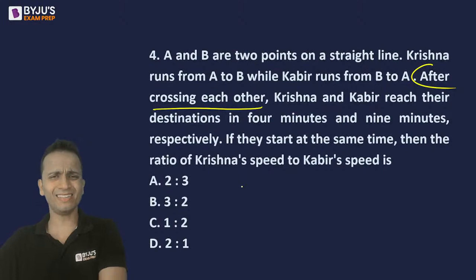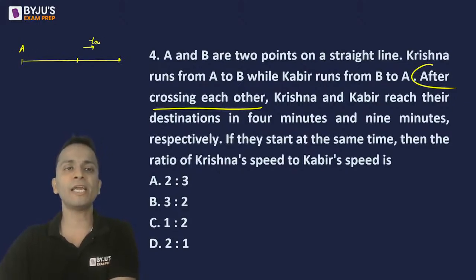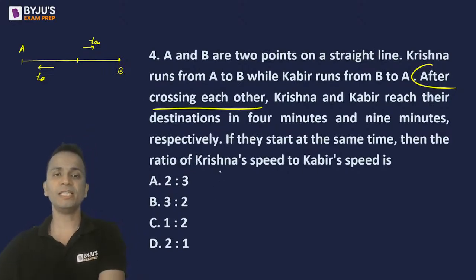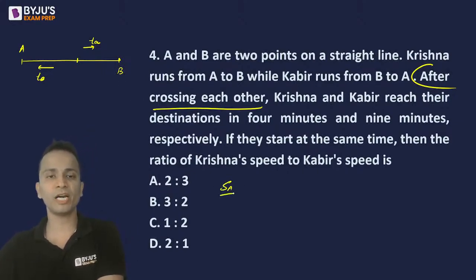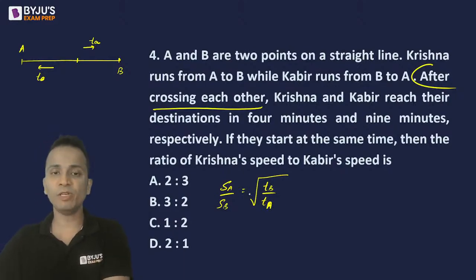So you can say that if two people started from opposite sides, and after crossing each other the first person takes ta time and the second person takes tb time to reach the destination, then the ratio of their speeds, speed of A upon speed of B, is equal to the square root of the inverse of the ratio of the time taken after crossing each other. I'm sorry. So SA upon SB will be equal to square root of TB upon TA.